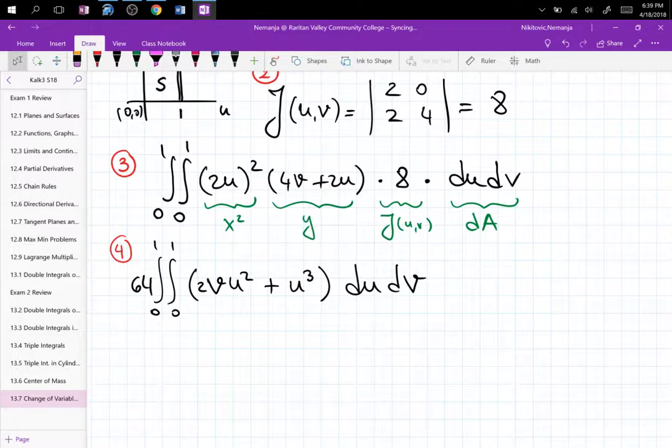2 squared is 4. I factor 2 from here. That makes it 8. 8 times 8 is 64 in front of the integral. So all of the constants are kicked outside. What's left? u squared times 2v, and u squared times u, which is u cubed. All the constants of 2 is factored out. So this is 2, this is nothing now, and that's why there's no constant there. And that's just cleaning it up.